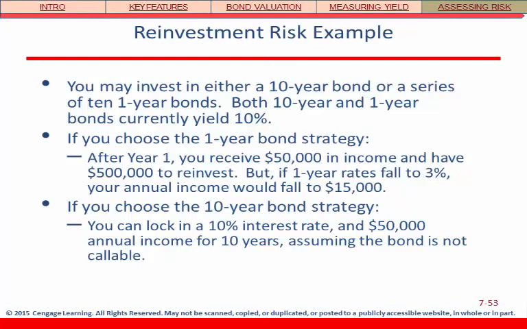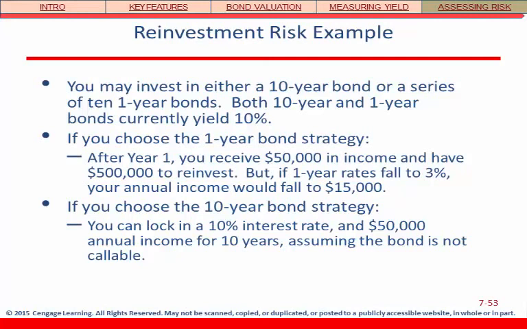So if you choose the second strategy, the 1-year bond strategy, after year 1, you receive $50,000 in income and have $500,000 to reinvest. In other words, you're just taking the interest you get for that year. So if the 1-year rates fall to 3%, your annual income would fall to $15,000.